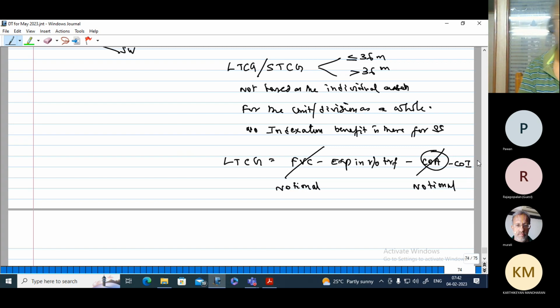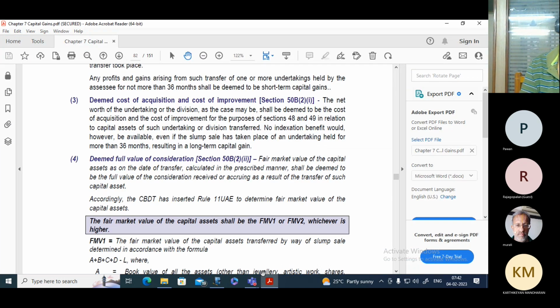So cost of acquisition as well as cost of improvement. The net worth of the undertaking or the division, as the case may be, shall be deemed to be the cost of acquisition and cost of improvement for the purpose of sections 48 and 49 in relation to the capital asset of such undertaking or division transferred. No indexation benefit would, however, be available even if the slump sale has taken place of an undertaking held for more than 36 months, resulting in long-term capital gain. So it will be called long-term capital gain only, but indexation benefit will not be available. That's it.